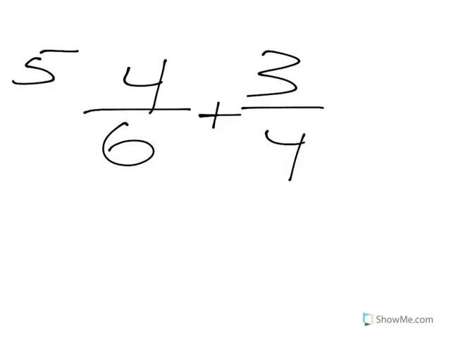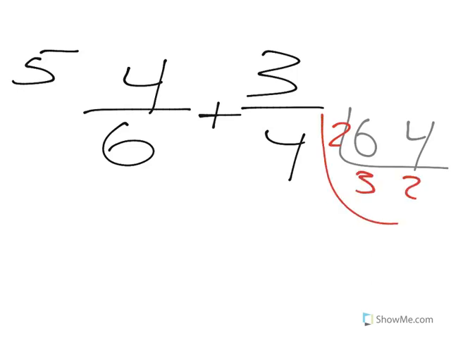I'm adding unlike fractions for number 5. So first thing I have to do is find a common denominator. I'll put it in my sled. I'm going to find the LCM. So 2 goes into 6 3 times. 2 goes into 4 2 times. I'm done. 2 times 3 times 2 is 12. So my common denominator is going to be 12.